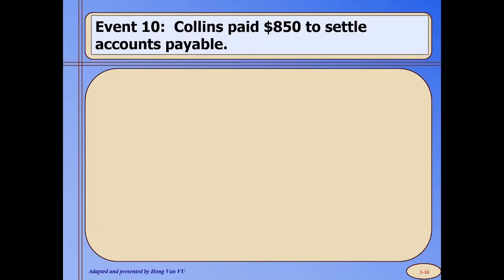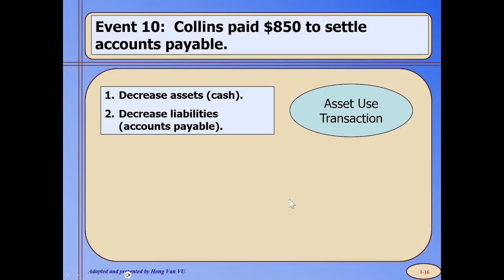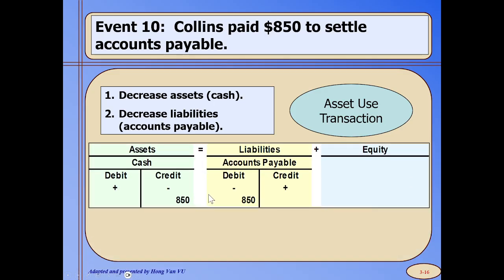We continue with event number 10. The company paid 850 euro to settle certain accounts payable. So this transaction decreases the cash assets account and decreases the accounts payable liability account. It is classified as an asset use transaction. Here is the illustration of the impact of this transaction on the T account.